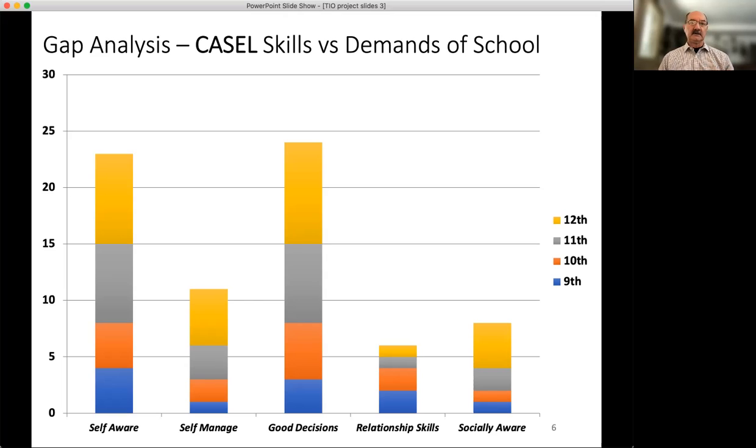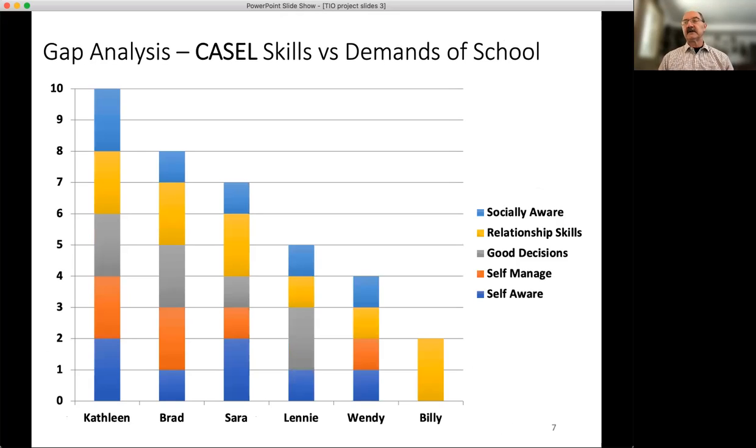And that might be a place for us to consider that the skills and the demands aren't matching, which may result in things that we see in classrooms. We can also look at individual students in the same 5 areas, just for parallel. There are plenty of other things you can look at.